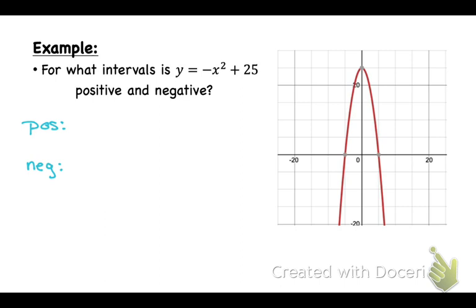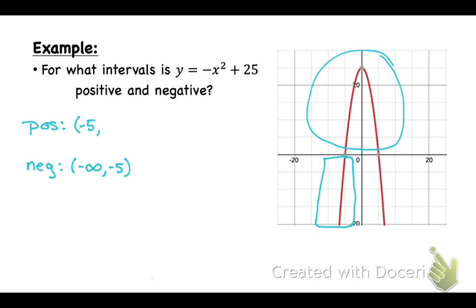So we're going to start with positive first or negative first on this one? Negative. So from negative infinity to what? Negative 5. What did I put that for? This down here is negative, yes? It's below the x-axis, right? Then it's going to go from negative to positive. So negative 5 to what? 5. So this whole section here is positive.